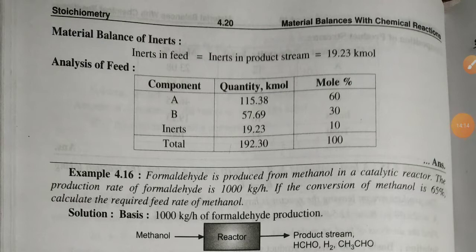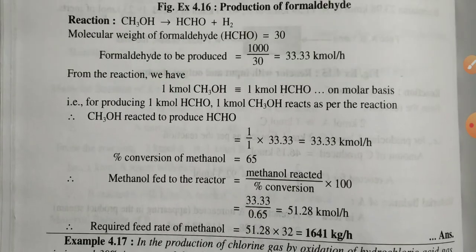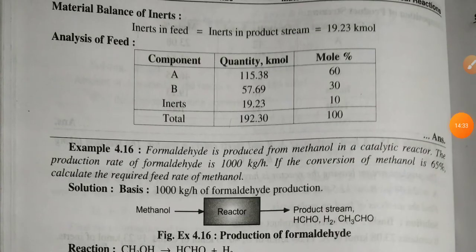Okay, the component A, B, inerts part is the total part. Quantity kmol of A 115.38, B 57.69 and inerts part 19.23. The total is 192.30 moles. The total overall 100. Okay, the next example.